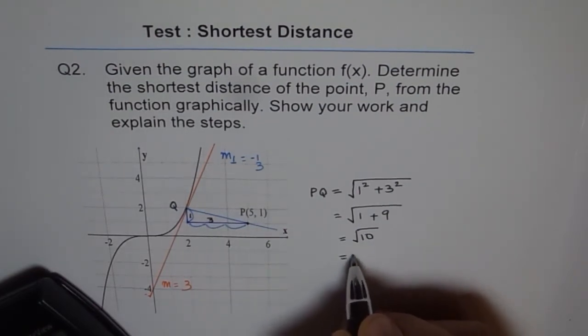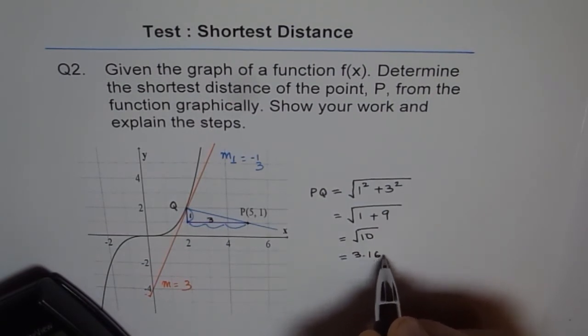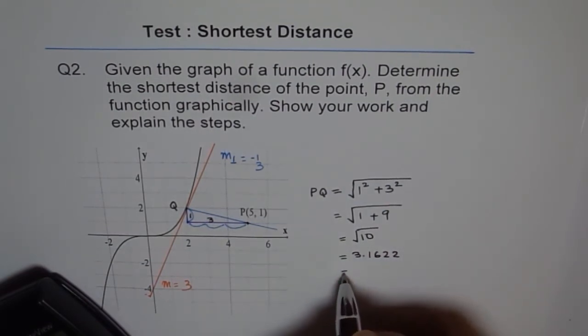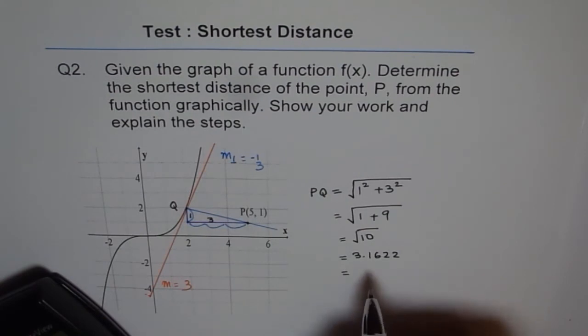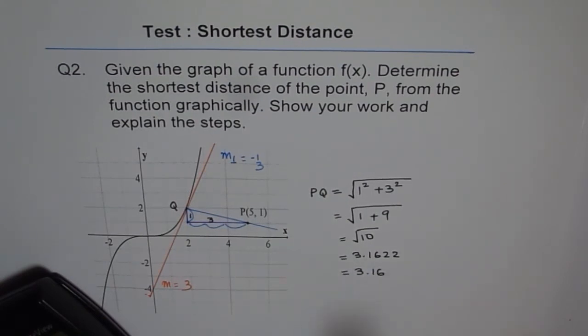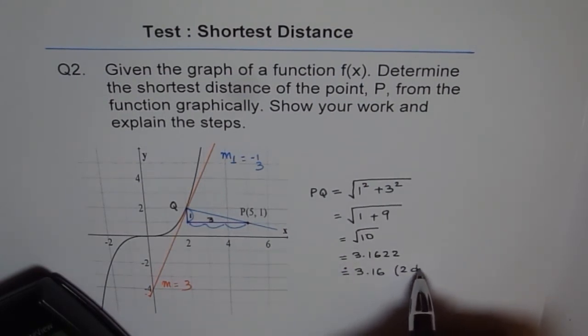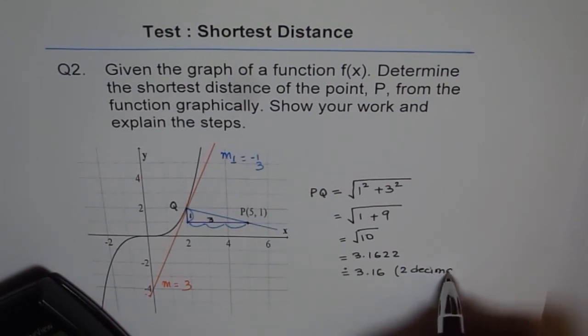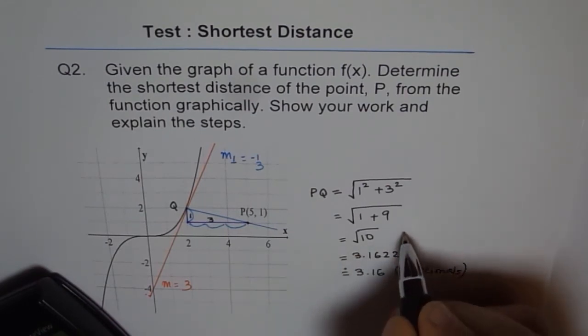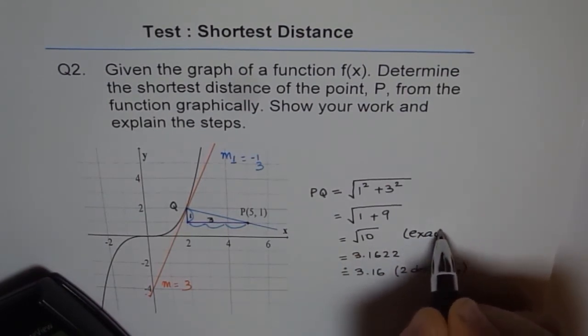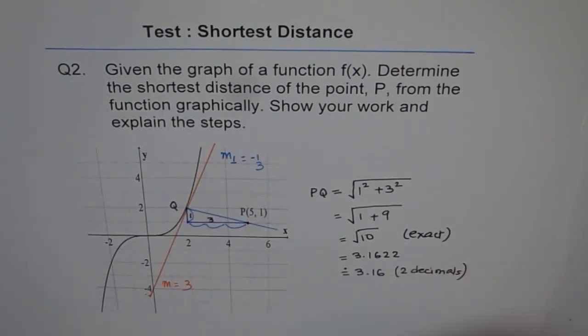So we say it is 3.1622. And if I have to round it to 2 decimal places, then I will get 3.16. Okay, so this is approximate to 2 decimal places, and this one is my exact answer. So depending on what is asked in the question, you need to answer accordingly.